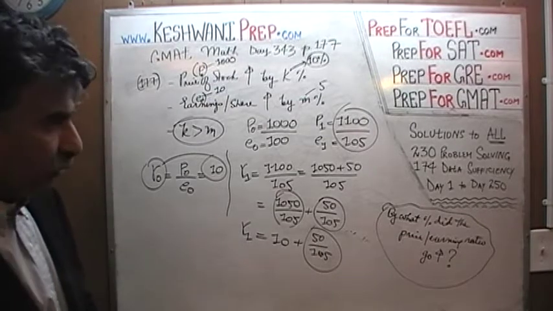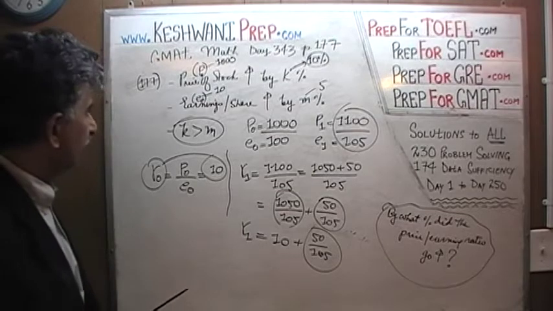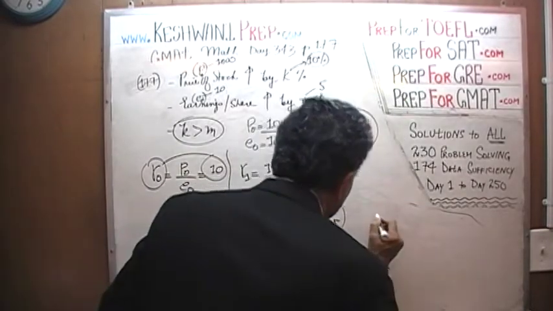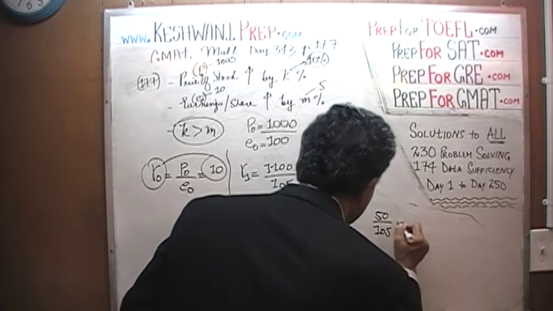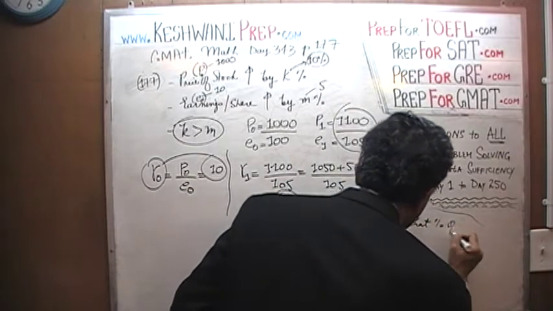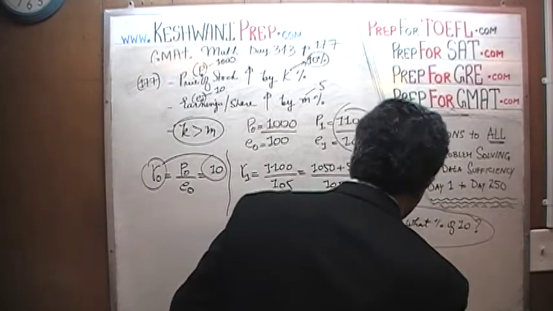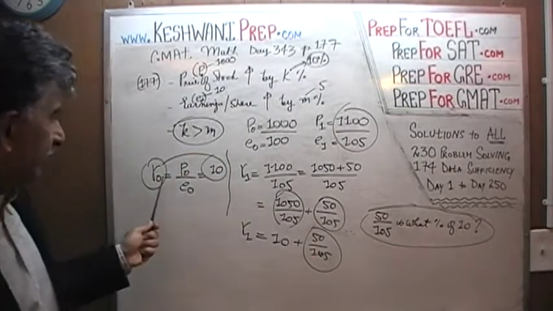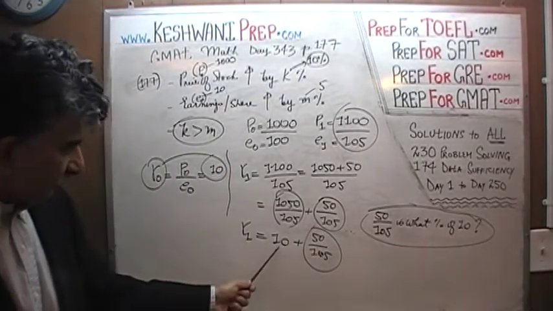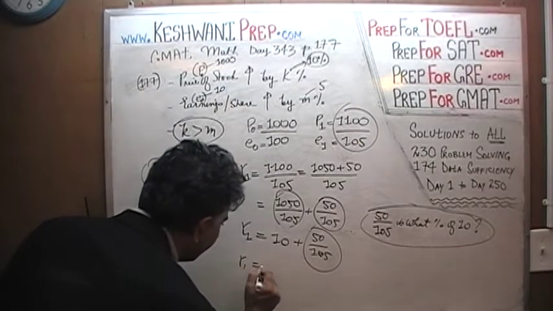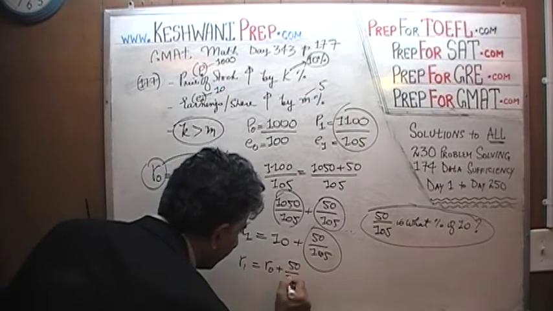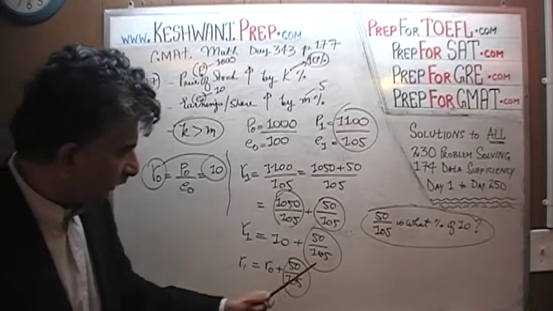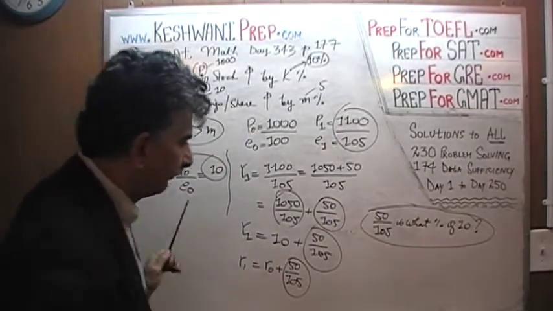So now, what the question boils down to is this. 50 over 105 is what percent of 10? That's what it is. Because 10 is what they started out with. That was a change. This is the change. This is the original ratio. So this new ratio that we have is simply the original ratio plus 50 over 105. So that is the change. This increase in the ratio is what percentage of the original ratio. That's what it is.